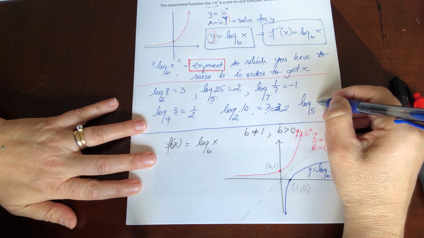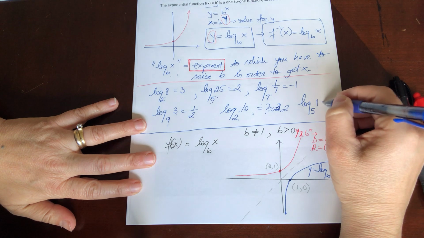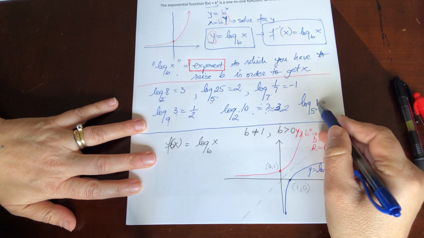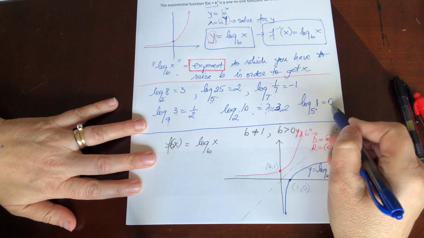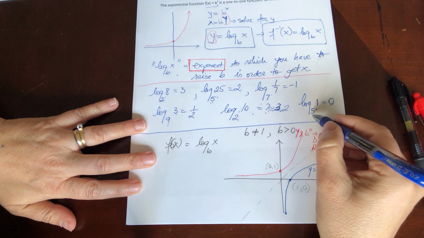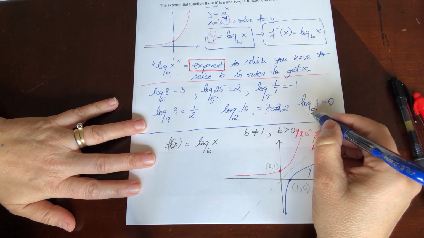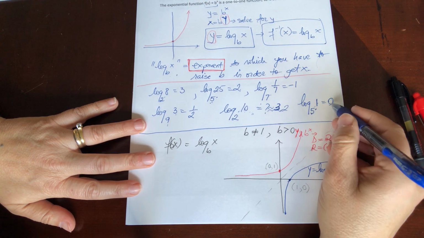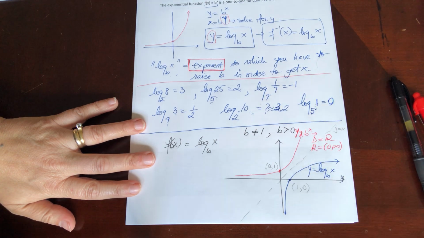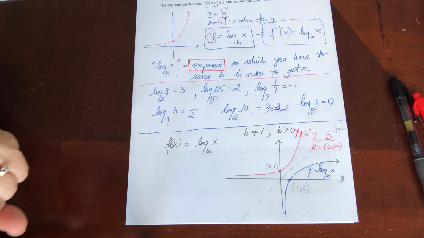What's log with base 5 of 1? Yes, so in other words, what exponent do you have to raise this 5 to in order to get a 1? And the answer is definitely 0, right? Because 5 to the power of 0 is equal to 1. And that would be the same answer no matter what base I would have put here. 15 to the power of 0 is 1. 22 to the power of 0 is 1. It doesn't matter. So they all go through this point, okay?